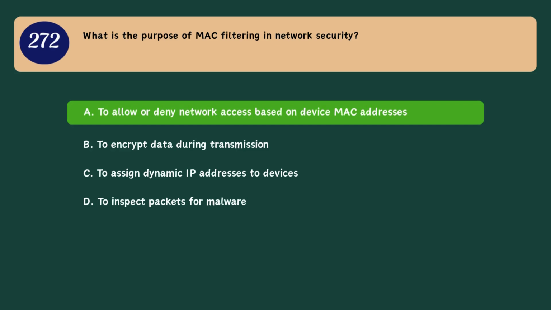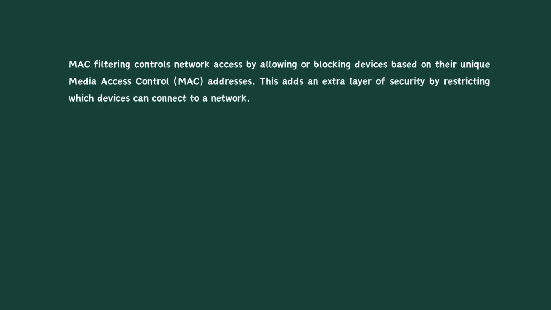Correct answer. A. To allow or deny network access based on device MAC addresses. MAC filtering controls network access by allowing or blocking devices based on their unique media access control addresses. This adds an extra layer of security by restricting which devices can connect to a network.